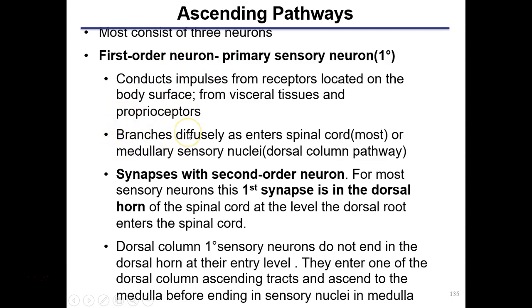They come in with the spinal nerve. They enter via the dorsal root of the spinal nerve, and they will eventually enter the spinal cord, where they will then synapse, usually in the dorsal horn of the spinal cord, with secondary sensory neurons, or second order neurons.